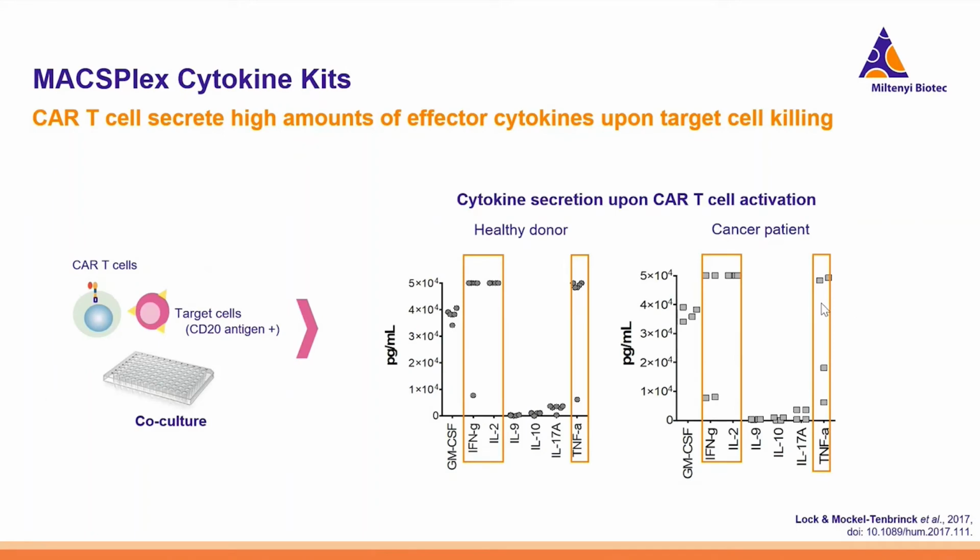In more detail, we co-cultured the CD20 transgenic positive target cells, in this case it was Raji cells, with our CD20 directed CAR T cells, be it from healthy donors or cancer patients, and measured cytokine secretion. And as shown here, upon direct contact with the target cells, the CD20 directed CAR T cells secrete high amounts of effector cytokines like interferon gamma, interleukin 2, and TNF alpha, verifying their functionality.